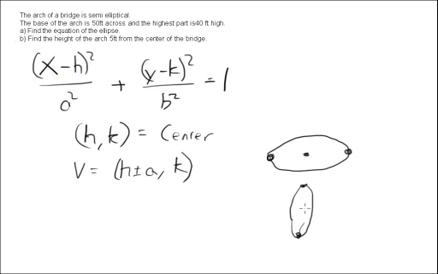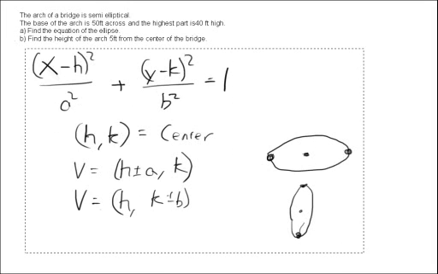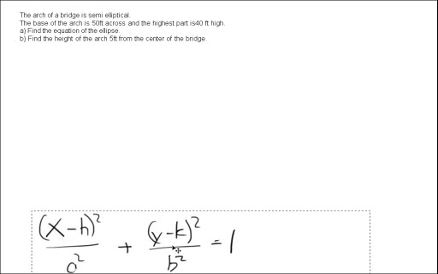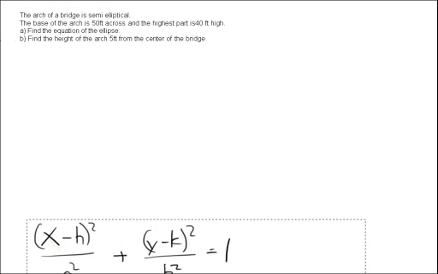your vertices are at the top and bottom, with your center here, and that would be (h, k plus or minus b), like so. Well, this is what we know about ellipses in general. So we'll move that down and keep our main formula visible.